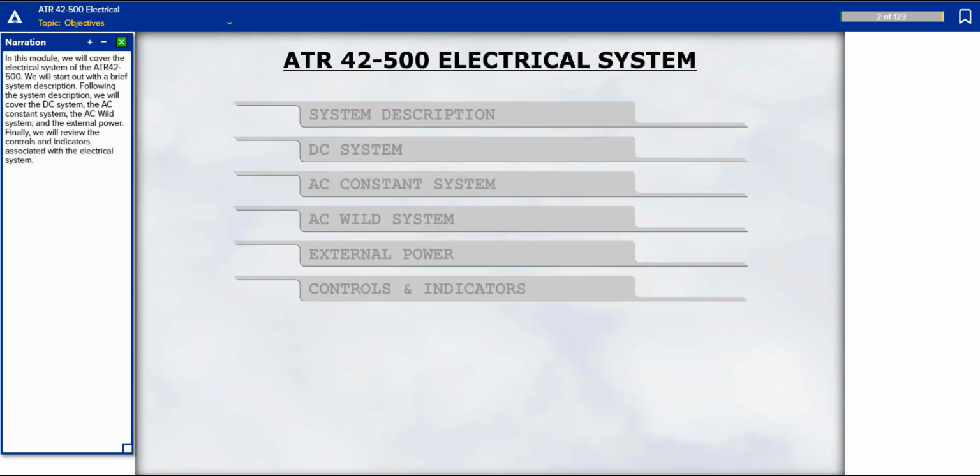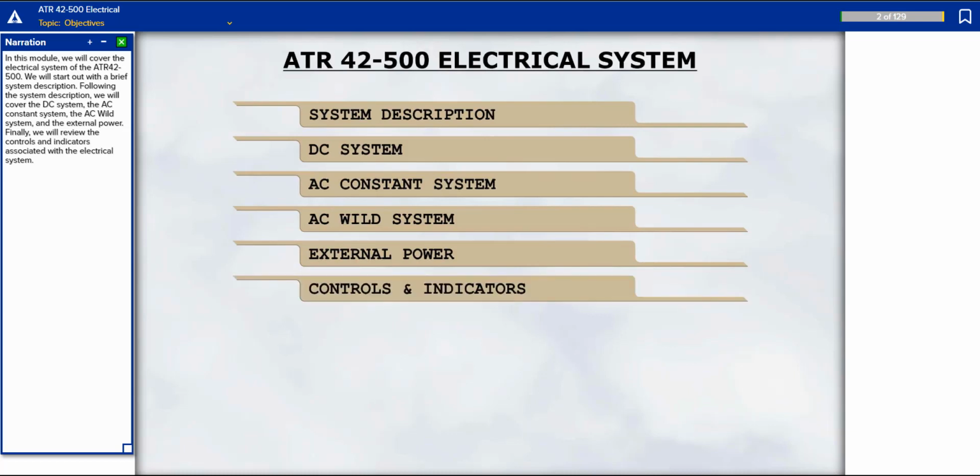In this module, we will cover the electrical system of the ATR 42-500. We'll start out with a brief system description. Following the system description, we'll cover the DC system, the AC constant system, the AC wound system, and the external power. Finally, we'll review the controls and indicators associated with the electrical system.